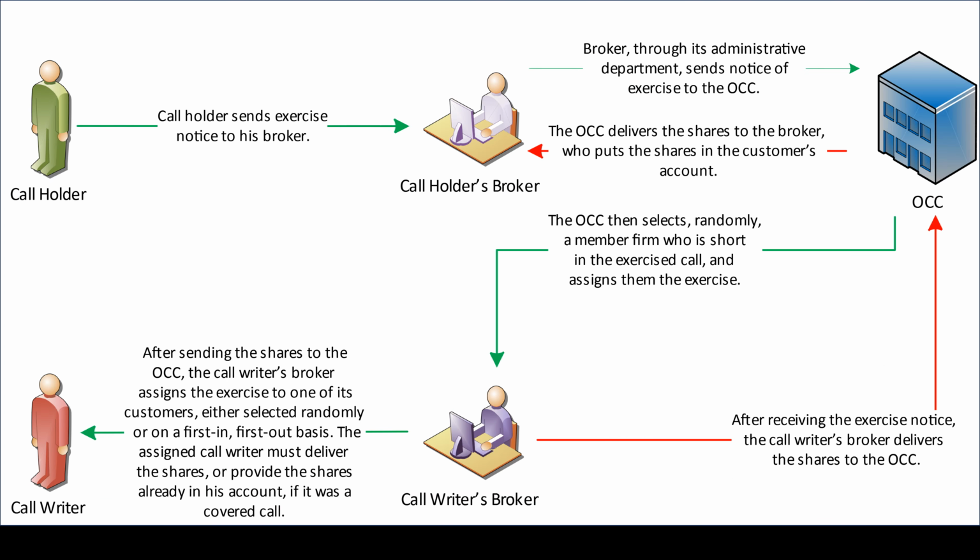As an example of exercising an option, the call holder sends an exercise notice to her broker, who then sends notice of the exercise to the OCC. The OCC delivers the shares to the broker, who puts the shares in the customer's account. The OCC then randomly selects a member firm who is short in the exercise call and assigns the exercise.